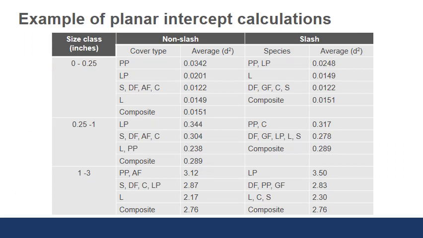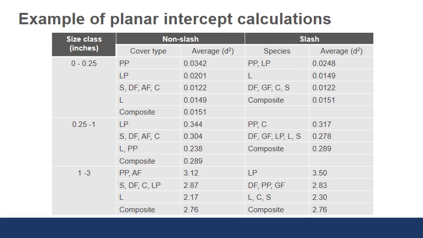This table from Brown 1974 estimates d squared, or the average squared diameter values for different cover types by size class. The following abbreviations apply for species/cover. Type PP equals ponderosa pine, LP equals lodgepole pine, S equals Engelmann spruce, DF equals Douglas fir, L equals western larch, GF equals grand fir, C equals western red cedar, AF equals subalpine fir.